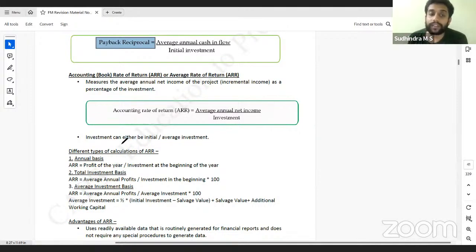In annual basis, what do we consider? Profits of the year divided by investment at the beginning of the year into 100. Whereas in total investment basis, we go with average annual profits. Here we were going with profit of that year; here, average annual profits divided by investment in the beginning into 100. Whereas average investment basis: average annual profits divided by average investment into 100. Instead of investment in the beginning, we go with average investment. So that is the difference between these three.